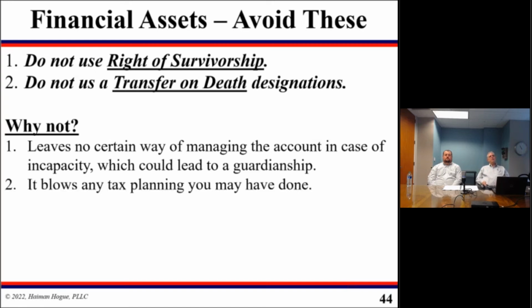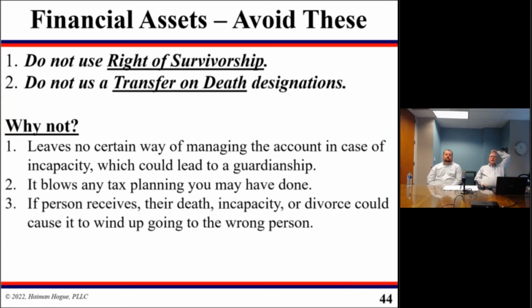That's stupid. The other problem is both of these, again, will blow any tax planning you may have done. And that means those assets aren't going to get over to the B share, for example, if a person receives the assets at their death, incapacity, or divorce, because those assets will wind up going to the wrong person.